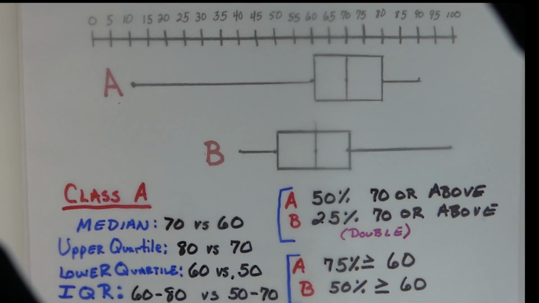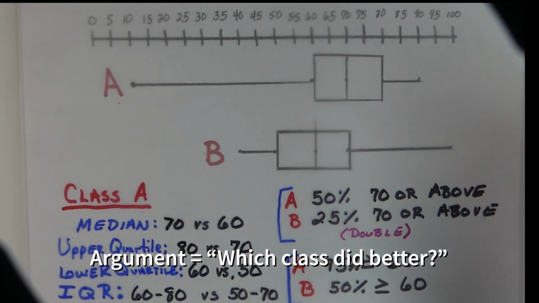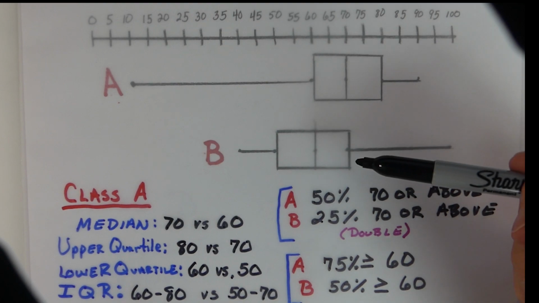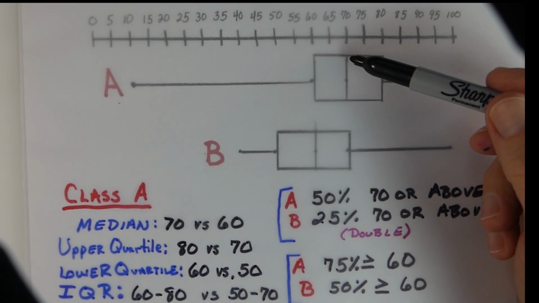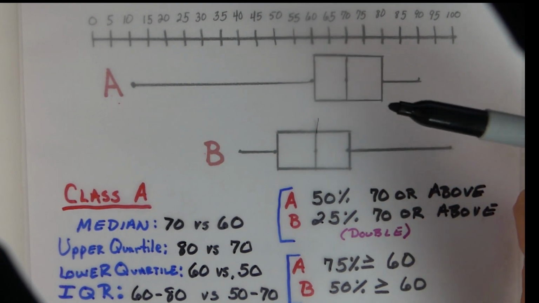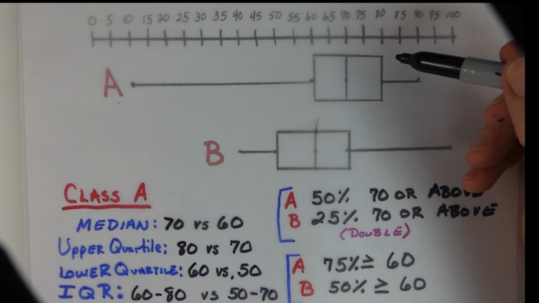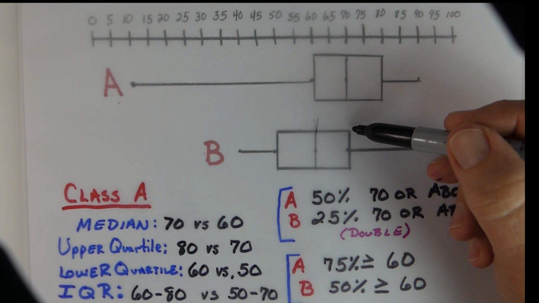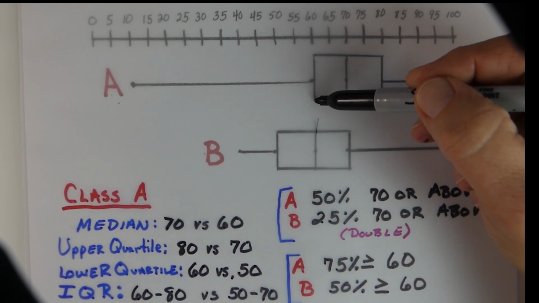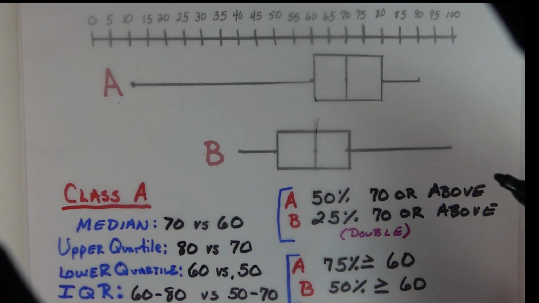So let's say we had test scores of 2 classes, class A and B, and we want to make an argument for both classes. So if we look at class A, we got a lot of good information here. First of all, if we just compare their medians straight up, so the middle score was 70 versus 60, so that makes class A look a little bit better. And we can also check out the quartiles. The upper quartile was stronger, 80 versus 70, so that's your top 25% of your kids. The lower quartile was 60 versus 50. This would represent your top 75% of the kids.